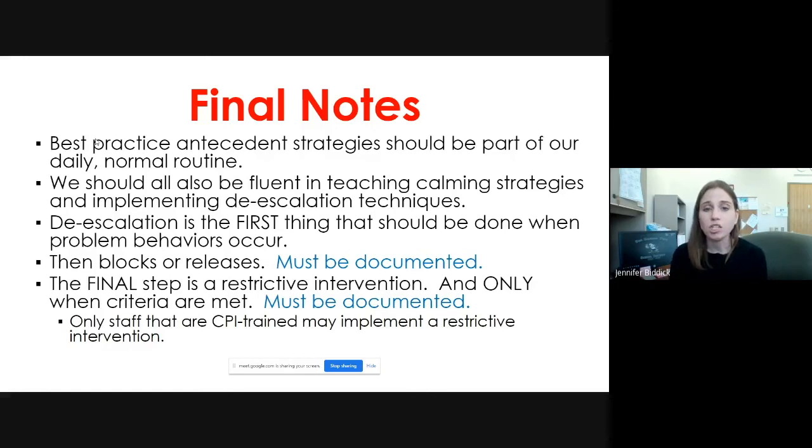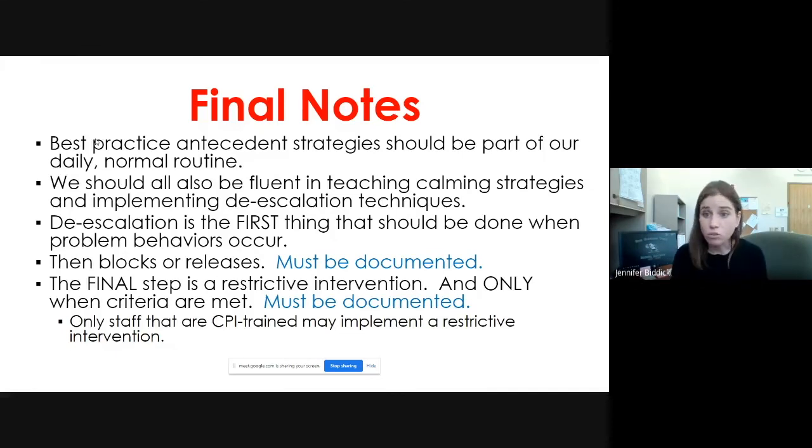Best practice antecedent strategies should be part of our daily normal routine. They should be in place all of the time. They should be the status quo. We should also be fluent in teaching calming strategies and implementing de-escalation techniques. Again, I'm going to be sending everybody out some Google slides with some of that info. De-escalation is the first thing that we should be doing when the harmful behaviors recur, so not those restrictive interventions.